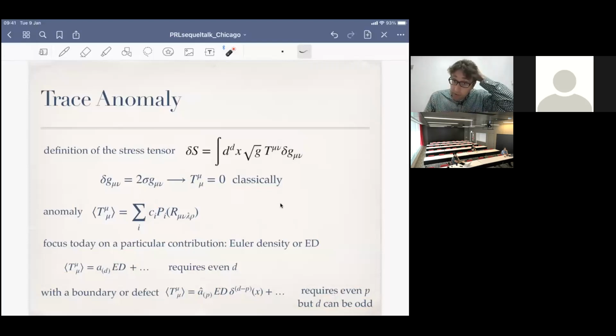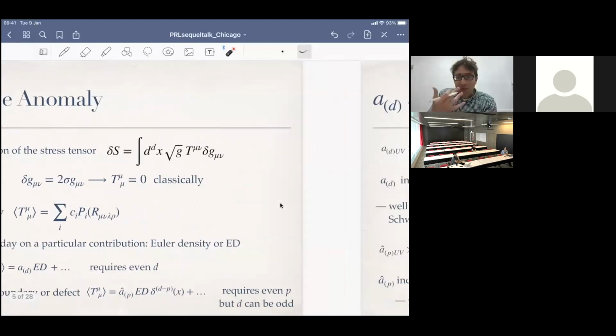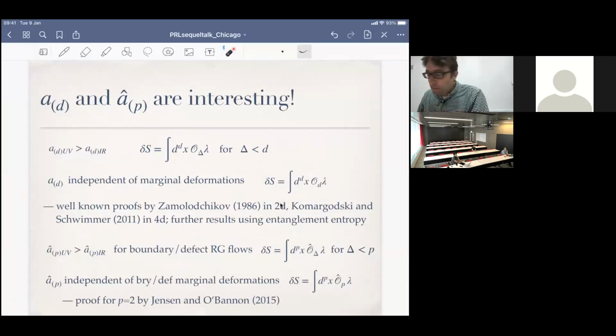So why do we care about these two numbers? Well, they're very interesting, at least to me. They obey several very nice properties, one of which is that they map out the space of these boundary and defect conformal field theories under renormalization group flow. And why do they do that?